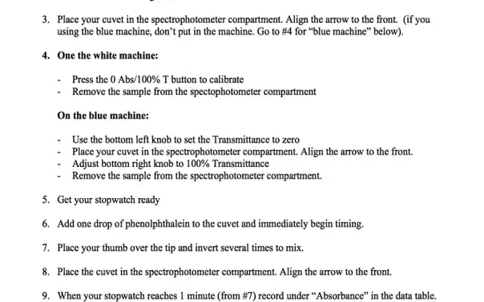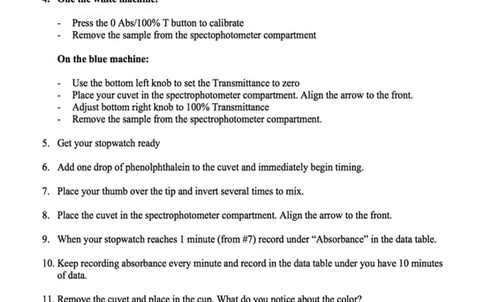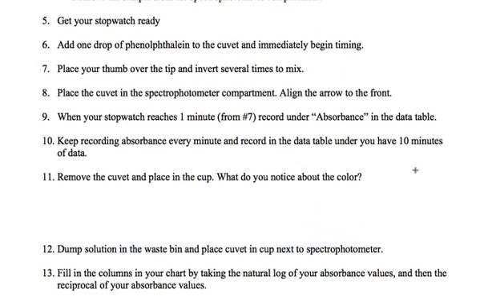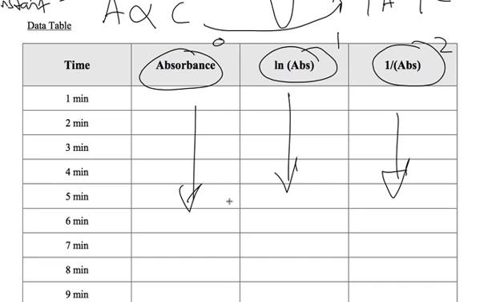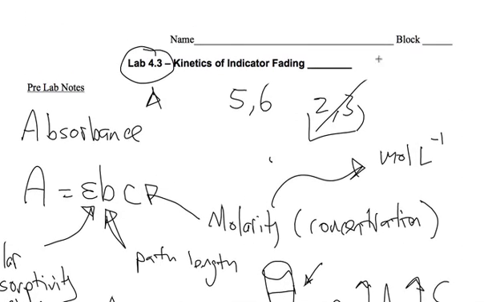This page basically just gave you some directions. What did you notice, though, about the color? We noticed that it faded. Okay, and we were plotting, let's actually go back to the pre-lab notes. What you were doing is plotting the rate at which phenolphthalein faded.